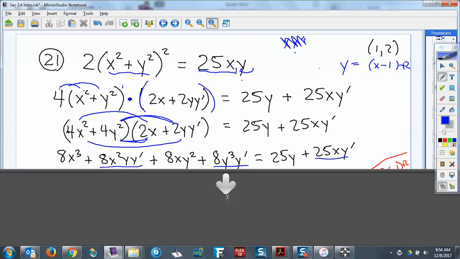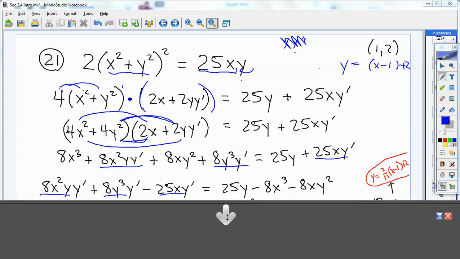Okay, now I got 3 terms that have y primes on. Right? I got one here, I got one here, I got one over here. So I got to get those all on one side. So 2 of them are on the left, so let me move that other one over to the left. Let's move these other ones here, there, and there. Let's move those over to the other side. Okay? And so it looks like that. So I got my 3 y prime terms over on the left, got my non-y prime terms on the other side.